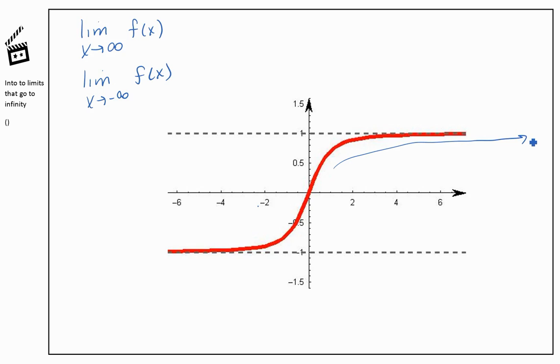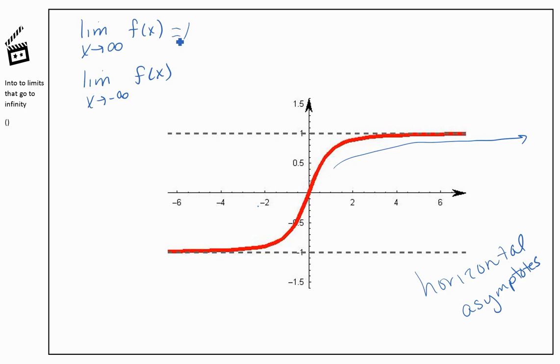Or sometimes the graph will level off. So here, these dotted lines are what we call horizontal asymptotes. And we'll talk more about them later. But they happen when our graph levels off as it goes to infinity. And here we can see it's leveling off at the y value 1. So we would say our limit as x goes to infinity of f of x is 1.